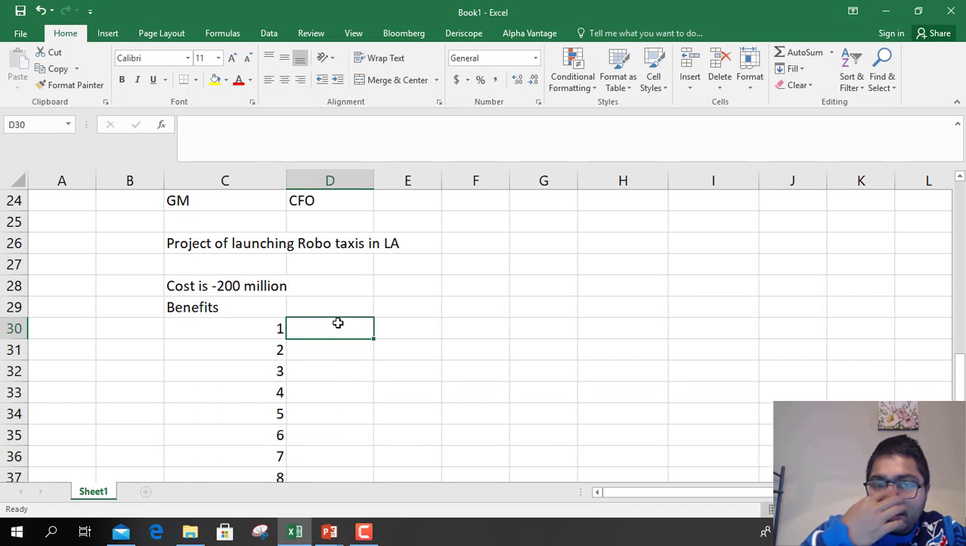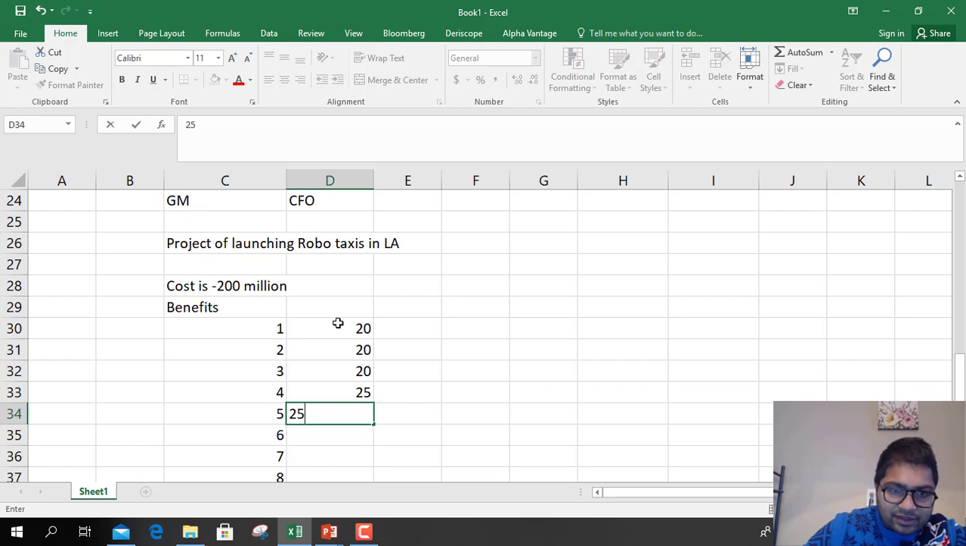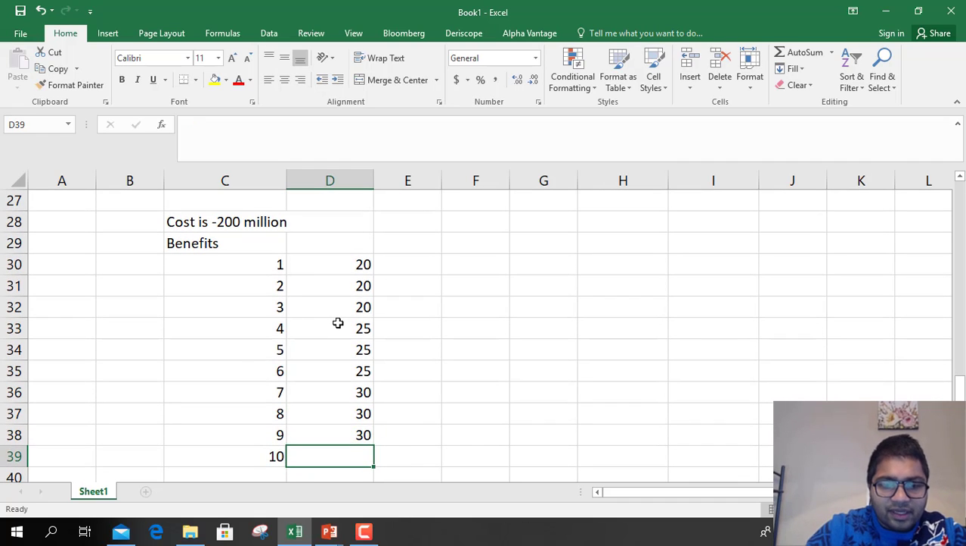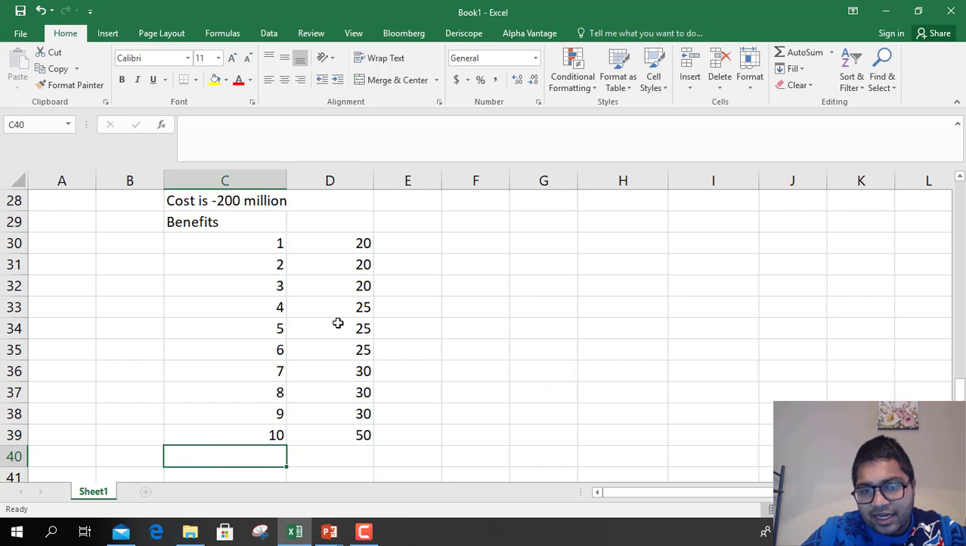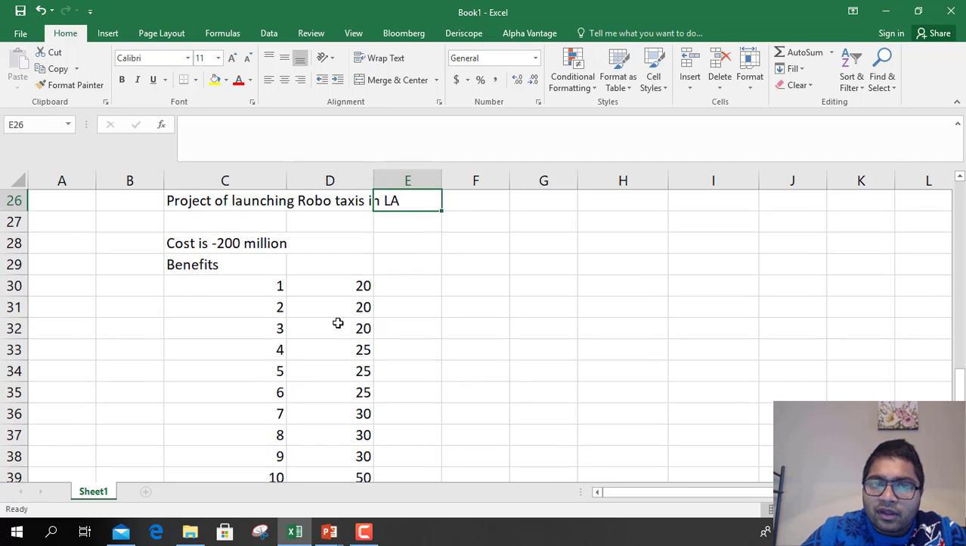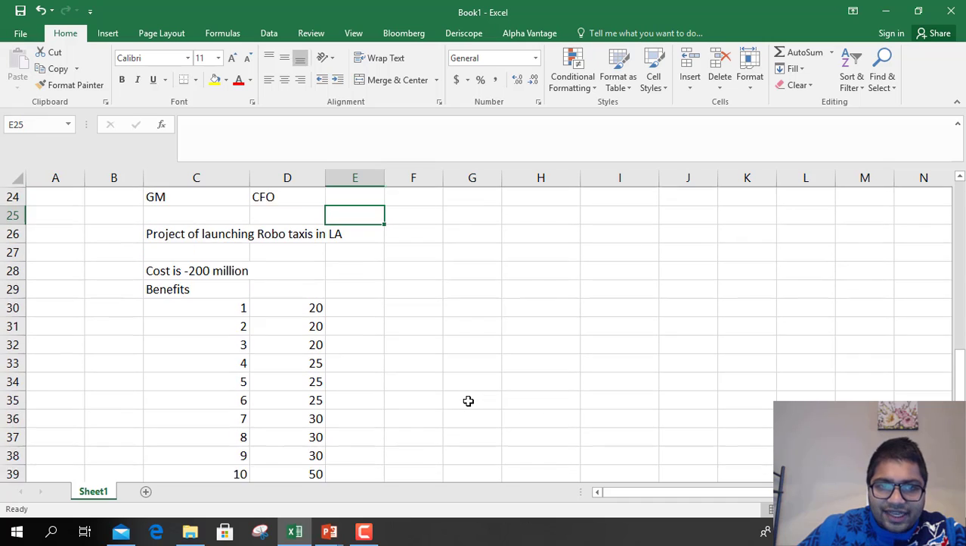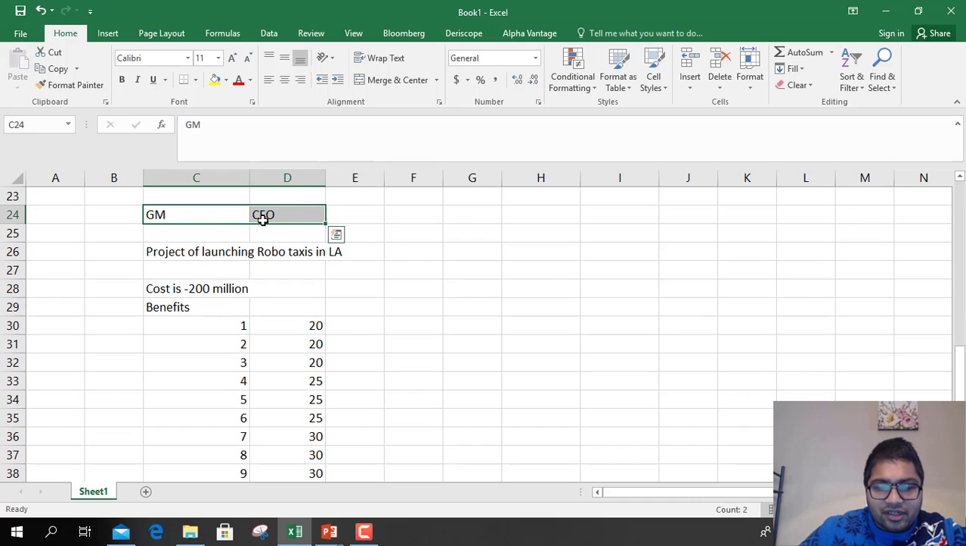He says initially the benefits will be lower, so 20 million each for the next 3 years. Then it will be 25 million for the next 3 years, then it will bump up to 30 million, and the last year it will be 50 million. Then the project has to be retired. It will require additional spending, so this is the benefit profile. He is asking you, should General Motors undertake this project?